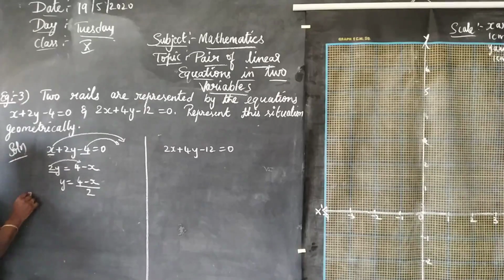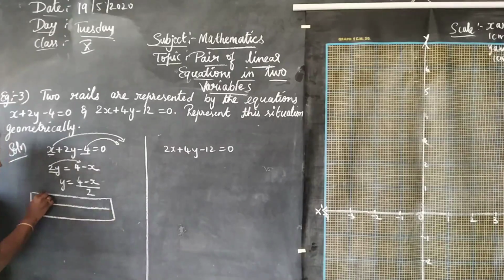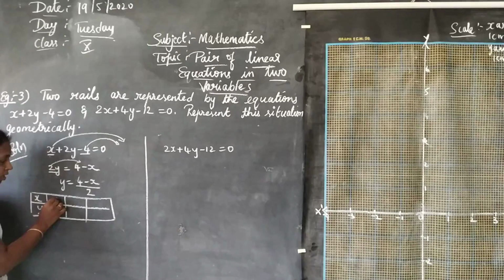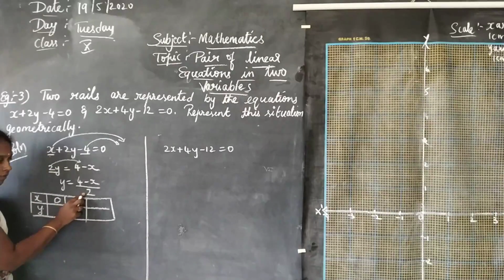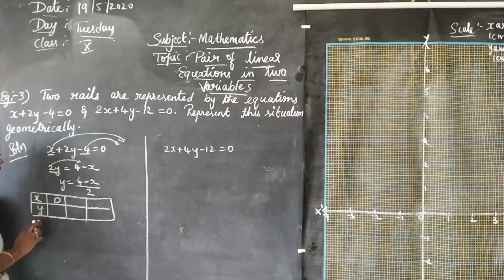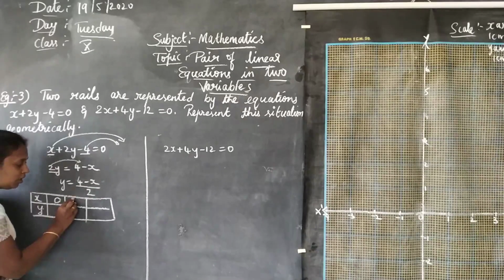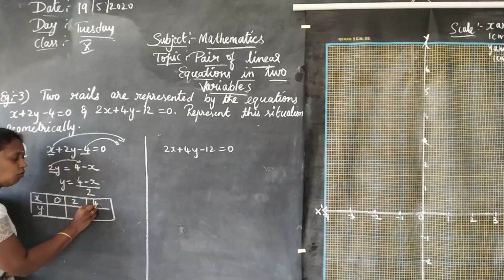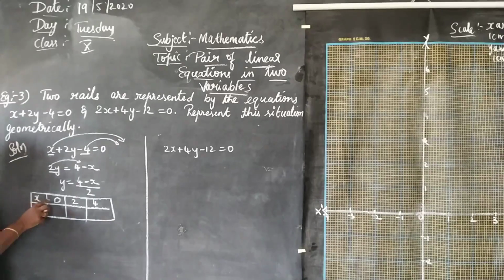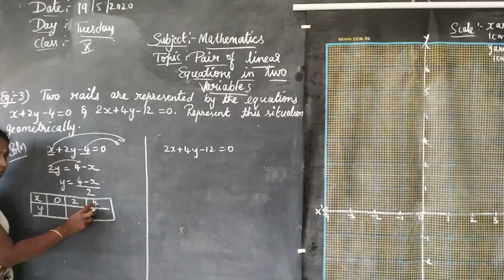Now I should find out the values for y, taking the x values, right? How many values should I take? Either 2 or 3 values are enough. So I will make a table of x, y. Let me take x values as 0. Since the denominator is 2, if I take even numbers, it will be easy for me to calculate. So let me go with 2 and 4. So the x values which I have taken here are 0, 2 and 4.